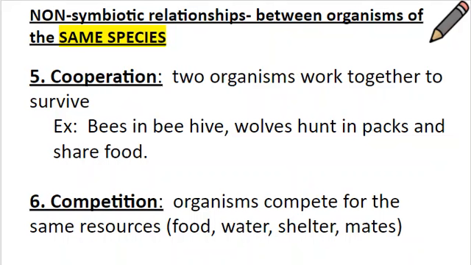Here are some non-symbiotic relationships. These relationships are between organisms of the same species. Cooperation is where two or more organisms of the same species work together to survive. For example, think about all the bees working together in the beehive, or the wolves hunting together in packs.